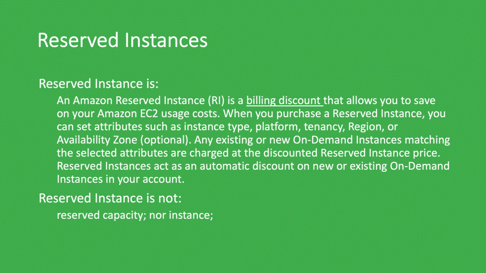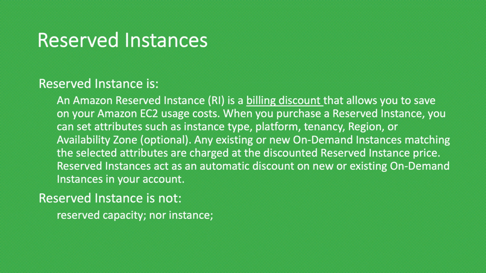From the AWS official website, you can get what reserved instance is: a billing discount that allows you to save on your Amazon EC2 usage costs. When you purchase a reserved instance, you can set attributes such as instance type, platform, tenancy, region, or availability zone. Any existing or new on-demand instances matching the selected attributes are charged at the discounted reserved instance price. Reserved instances act as an automatic discount on new or existing on-demand instances in your account.